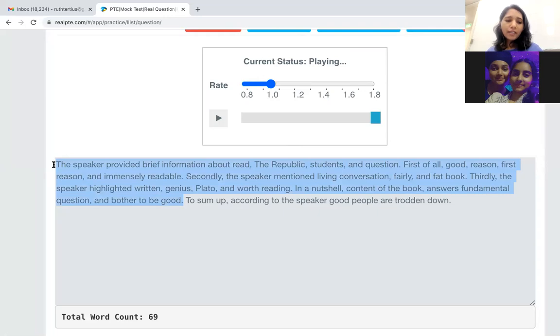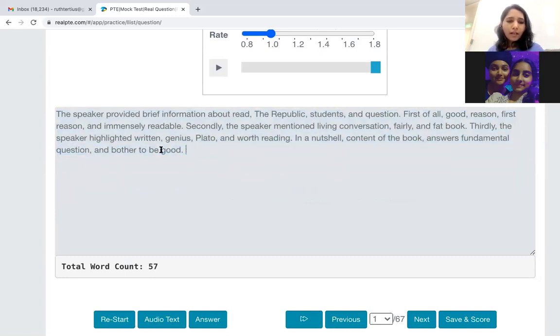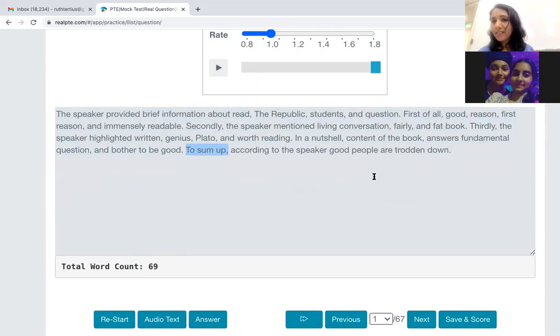Now, when I looked at it, this was inside my word limit. See, let me remove this and I'll show you. So when I wrote so much, I had written only 57 words and I had more keywords. So what I did was I just put one more linking word, to sum up, and then I put according to the speaker, good people are trodden down. I just put the rest of it. Is this making sense to you?